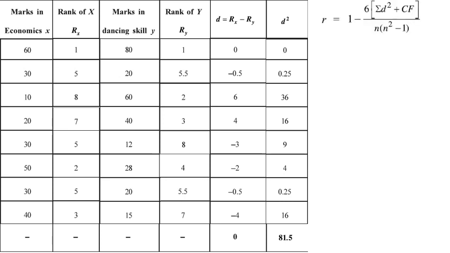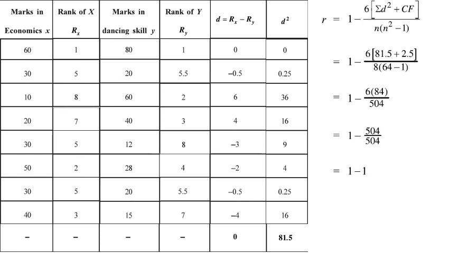Now write down the formula. In the formula you have to add the CF. Put the values. Now D square is 81.5 and CF is 2.5. So you just add both of them and that would give you 84. You multiply it with the 6, that would give you 504. Divided by 504 is 1. That means the R is 0.